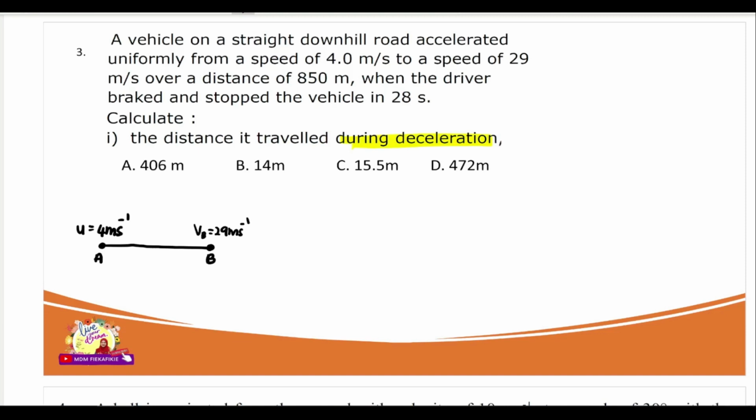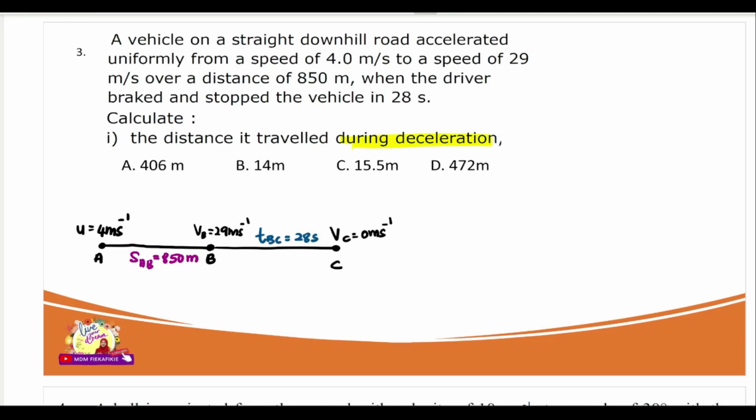Alright, and then from B to C, let's say we have C here. The vehicle, what did it write there? The brake and then stop the vehicle in 28 seconds. That means from B to C, it will stop in 28 seconds. The distance BC we don't know, but what we know is VC is equal to 0. Alright, and then the question asks us to calculate the distance it travels during deceleration.